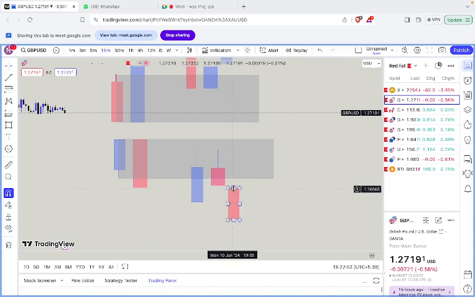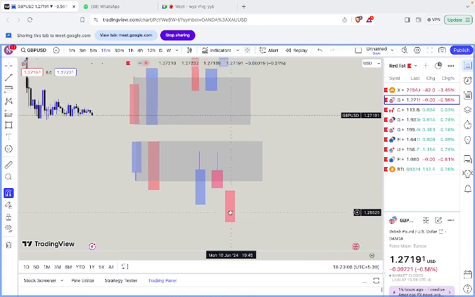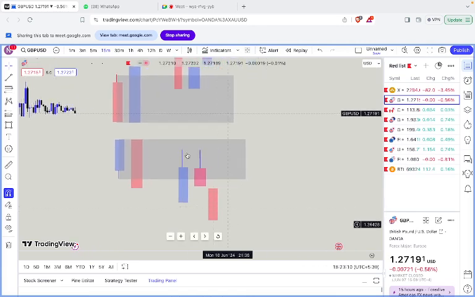See, even if the second candle is not touching the zone, even if its wick is not touching the zone, it will be considered valid because the first red candle and first blue candle are within the zone. Yes, bro. As long as the first blue and first red candle are within the zone, even if the second, third, fourth candles are not touching the zone or are outside the zone, it will be considered valid.